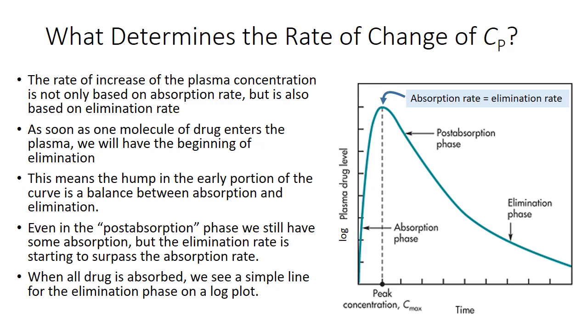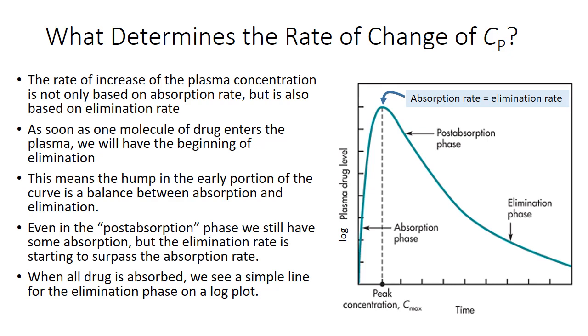First of all, the rate of increase in the plasma concentration is not only based on the absorption rate, but is also based on the elimination rate. So just think about that. As soon as a single molecule of drug is in your blood, it has a chance of being excreted or eliminated. The body doesn't separate absorption, distribution, and elimination. Once any drug is in the blood, it has a chance to be distributed or eliminated.